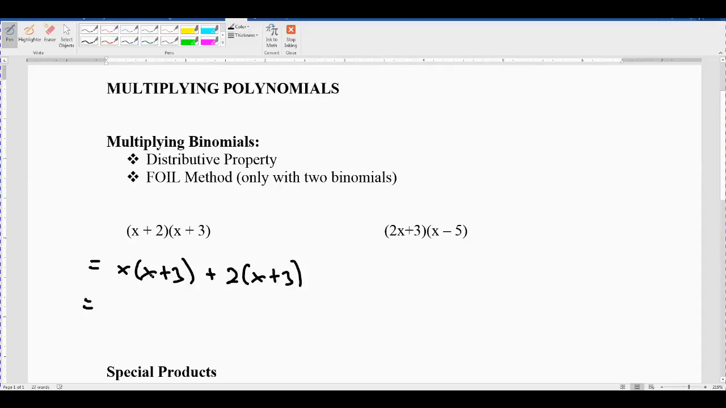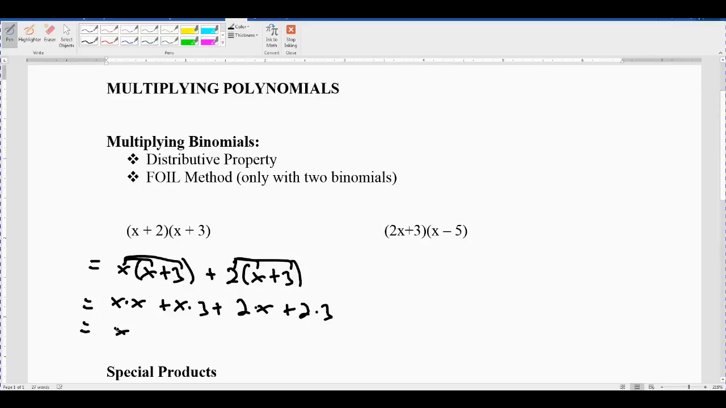So you can take the x times the x, which is x squared, and x times the 3, which is 3x. And this is a positive, so I don't have to worry about the signs too much. 2 times x is 2x, and 2 times 3 is 6. Now if you want to see every little bitty step, I will show that to you. I'm taking x times x plus x times 3 plus 2 times x plus 2 times 3.